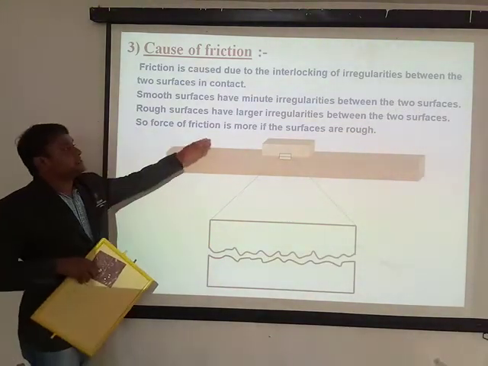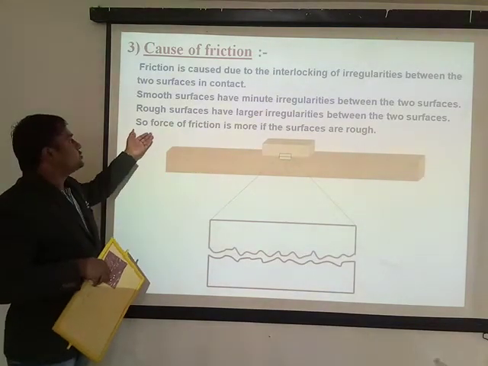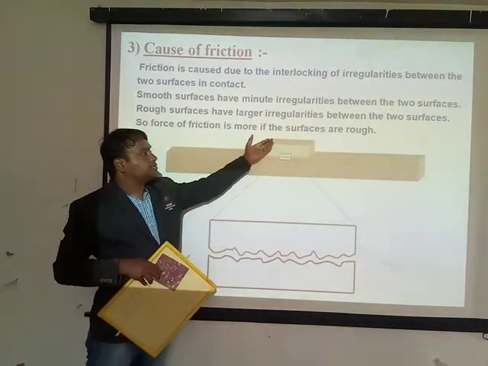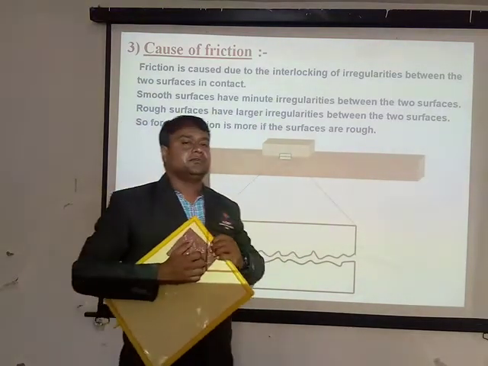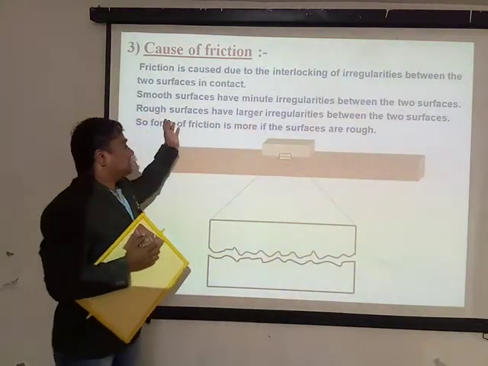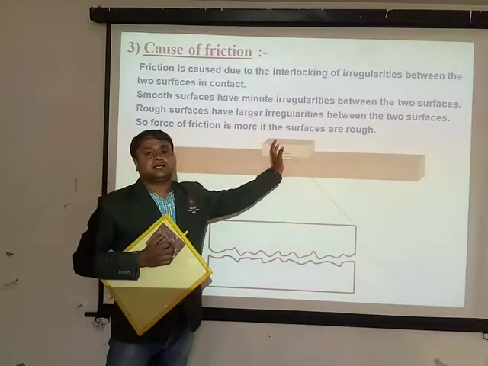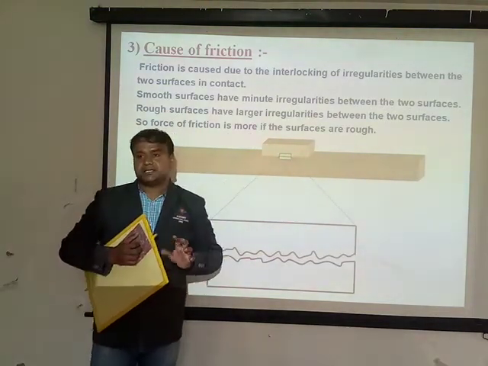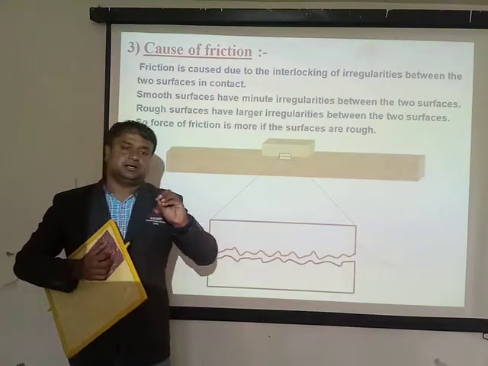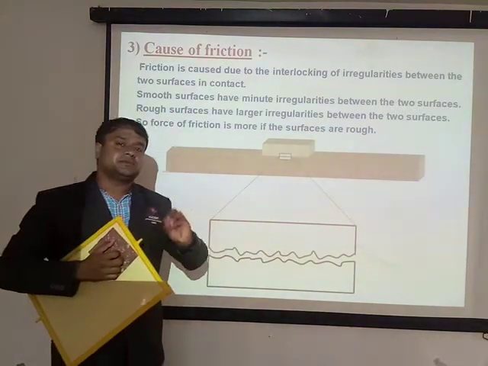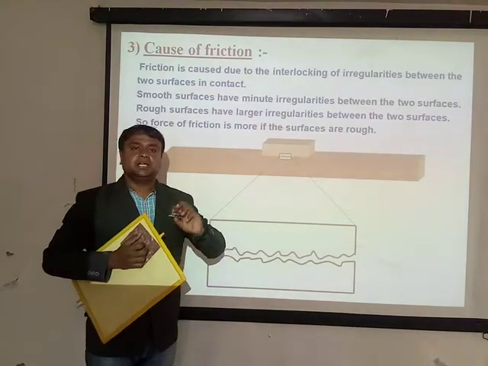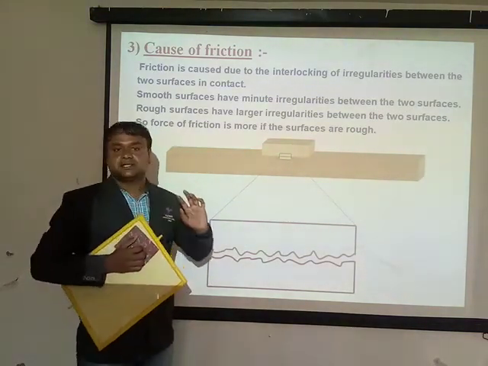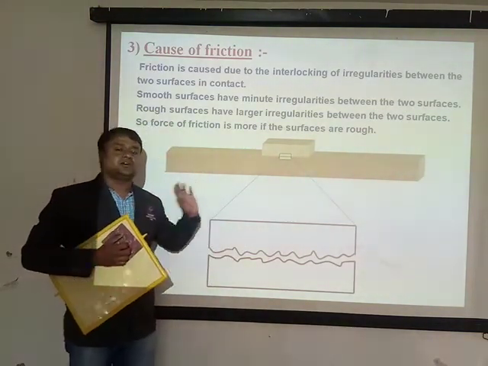So a rough surface has larger irregularity between two surfaces, so the force of friction is more if the surface is rough. So what we can say here? We can say the force of friction is large on a rough surface. So it depends on what kind of surface it is, whether it is a smooth surface or a rough surface. The force of friction depends on it. So those are the causes of friction.